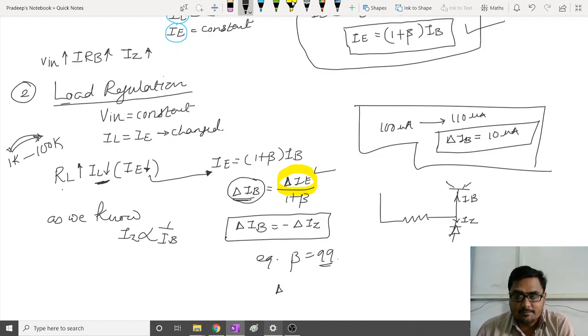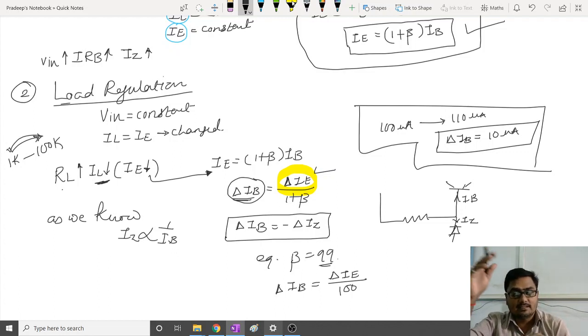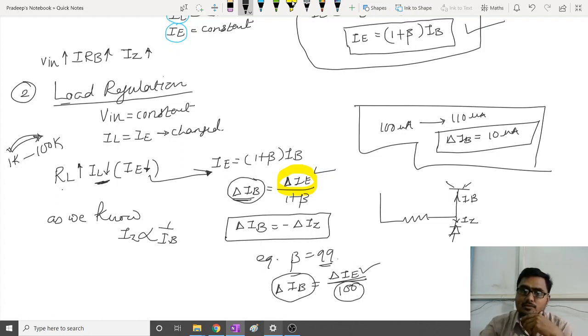So delta IB का value क्या होगा? So delta IB will be delta IE divided by 1 plus beta, means 1 plus 99. It will be divided by 100. Is it? So even if you change load resistance very large, then obviously there will be large change in load current. That is, there is large change in emitter current. So whatever large current is there, that is delta IE, it has to get divided by 100. So whatever the large value, let's divide it by 100, then delta IB will be very small. So change in the base will be very small.